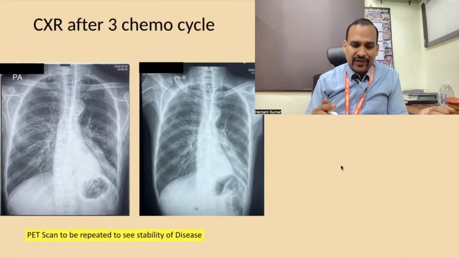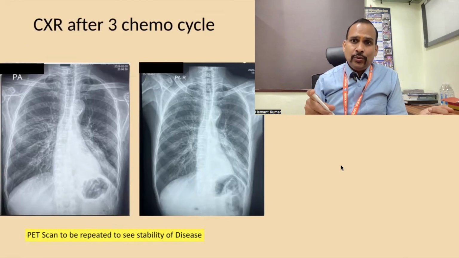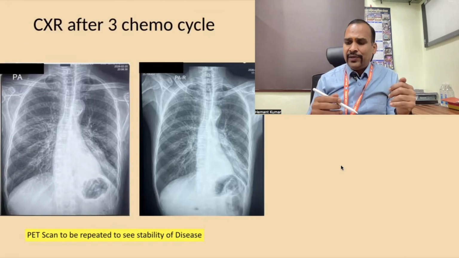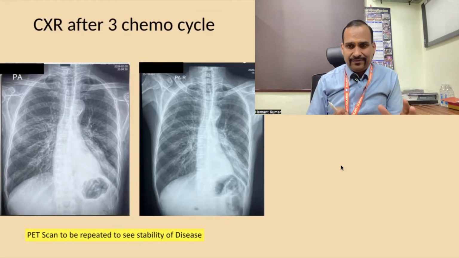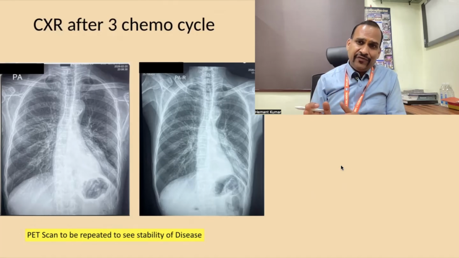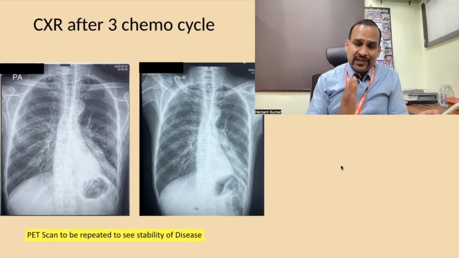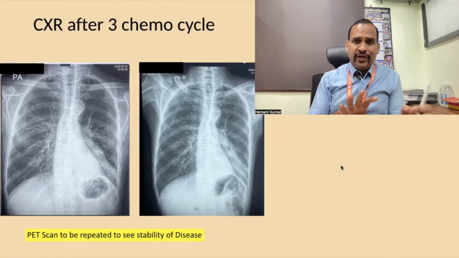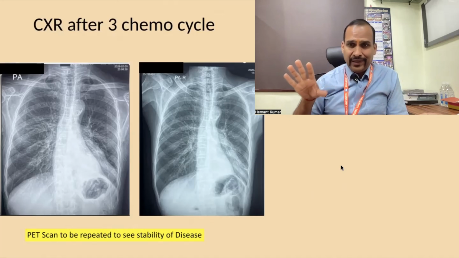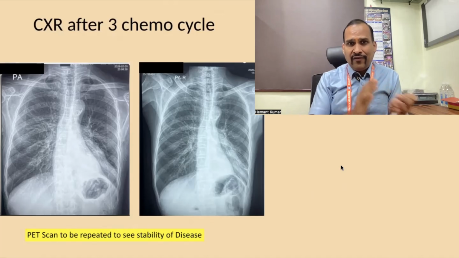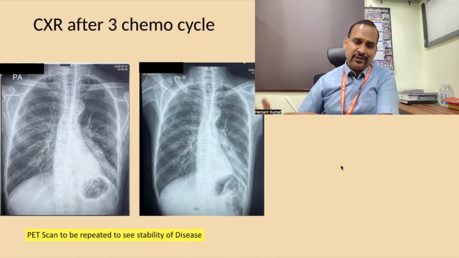After 3 cycles, we repeated the X-ray. In the X-ray you can see it is similar, there is not much difference. So this is a similar X-ray. To see the correct stability of disease, you have to do a PET scan. Okay, by PET scan only can we see definitely whether the patient's condition is stable, progressive, or regressive. Okay, so this is how we have to manage this type of patient who has lung malignancy. This is how to approach, what investigations to do, and how to manage this patient.